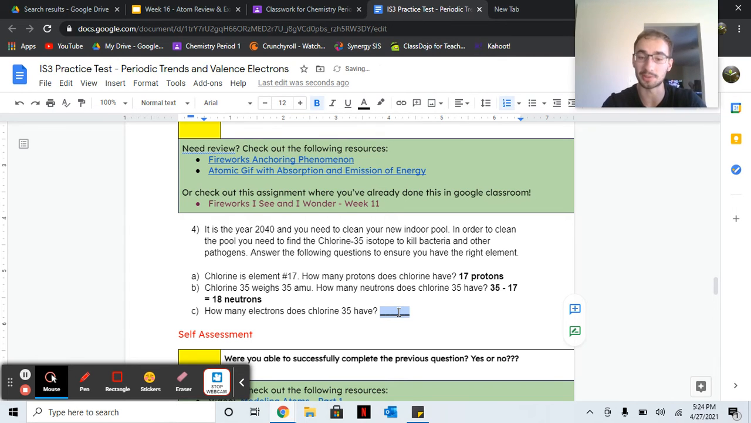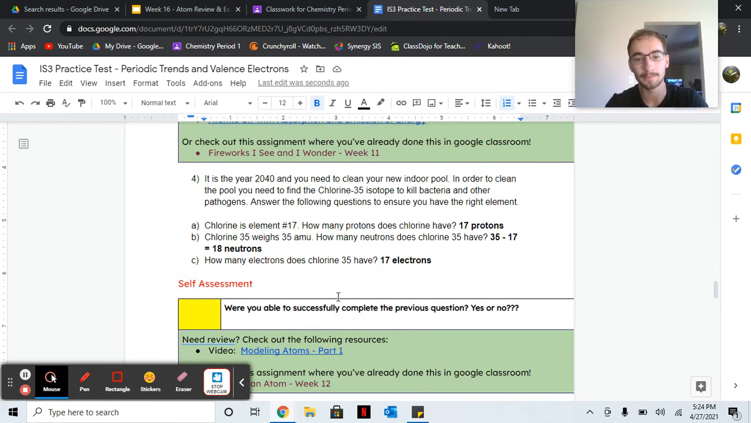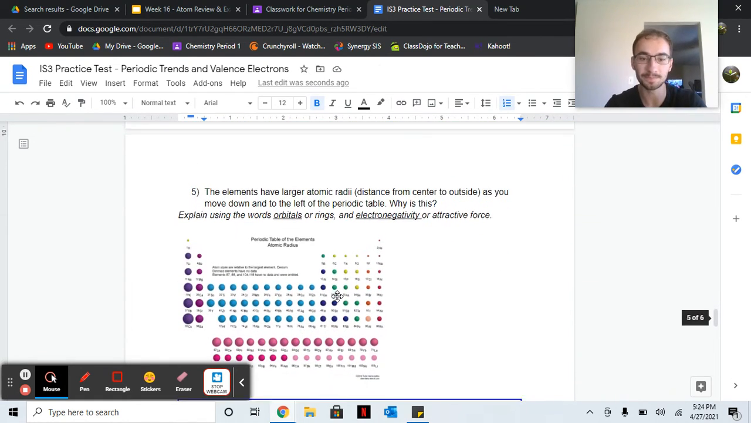Next one, how many electrons does chlorine-35 have? Well, I didn't say it has a charge, so you have to assume protons match electrons. So it's balanced. That's how you do that one.